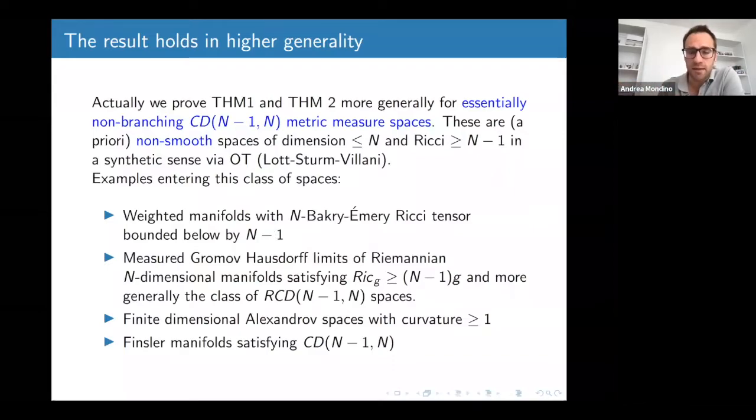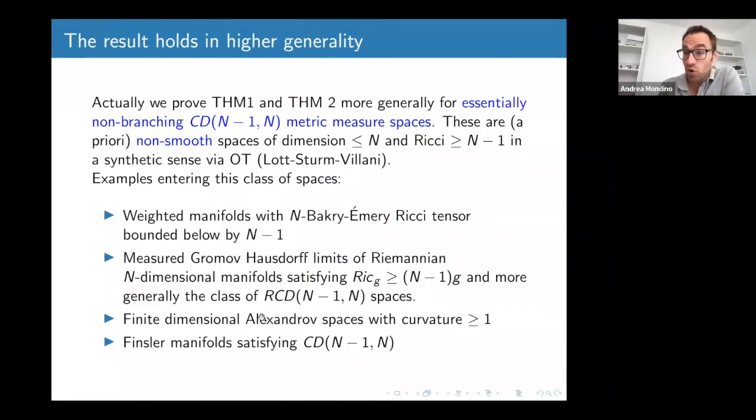And non-smooth spaces entering into this framework, which are very well studied, are measured Gromov-Hausdorff limits of Riemannian manifolds of dimension n, and with the Ricci curvature bounded below by n minus one. This is the celebrated class of Ricci limit spaces of Cheeger-Colding. And this class of Ricci limits enters into the class of the so-called RCD(n minus one, n) spaces, in turn entering into the class of essentially non-branching CD(n minus one, n) spaces. So just to tell you that you have a kind of hierarchy of non-smooth spaces, but all of them enter into this framework where these results are proved.